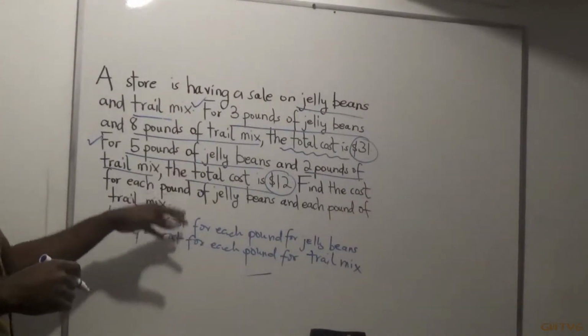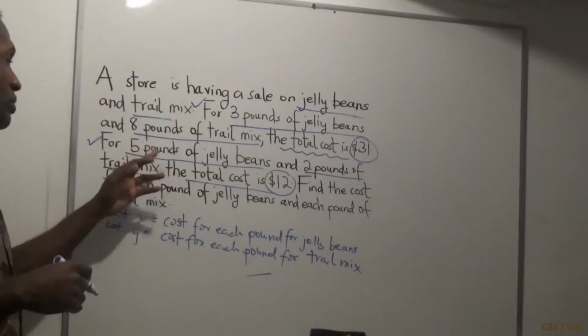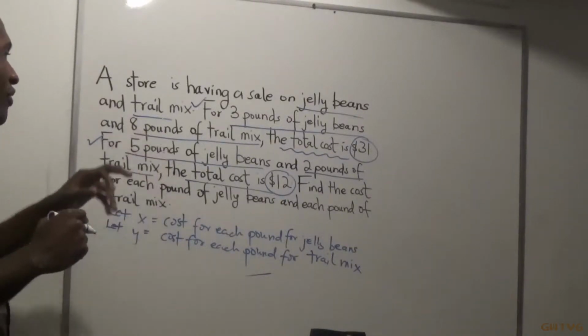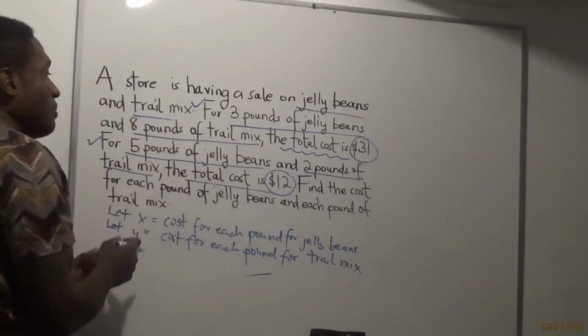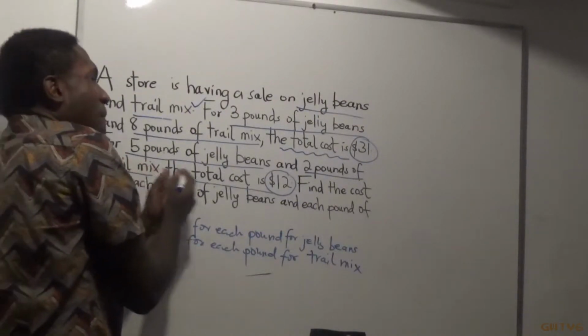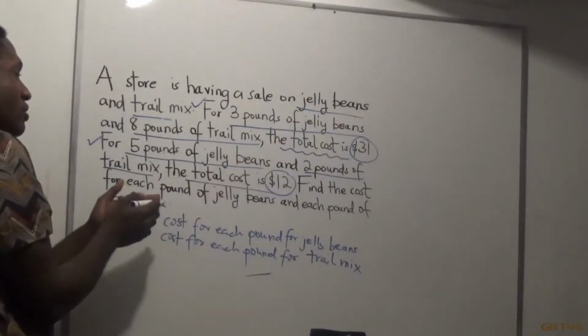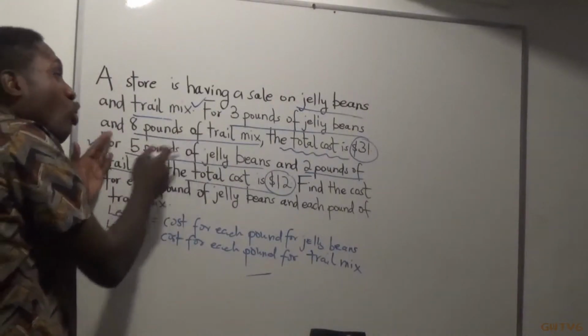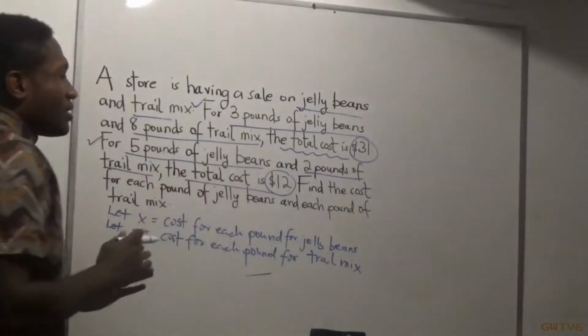And I can also use it for this one too. It's 5 pounds, but how much is each pound? So whatever each pound is, if I multiply by 5, it will give me the cost for the jelly beans. Whatever the cost for each for trail mix, if I multiply that by 2, because that's the total pounds given, I should also get the cost for the trail mix. And if I add the two costs, I'll get a total cost of $12.